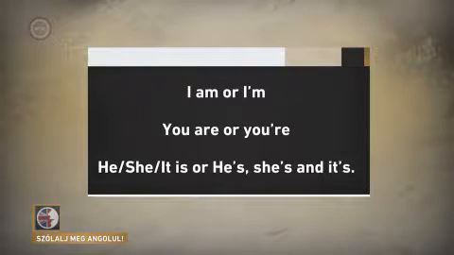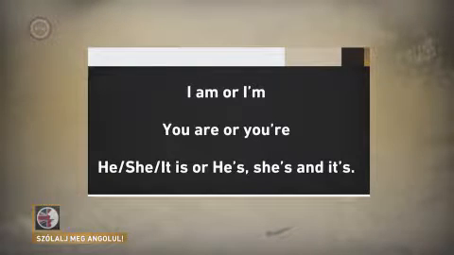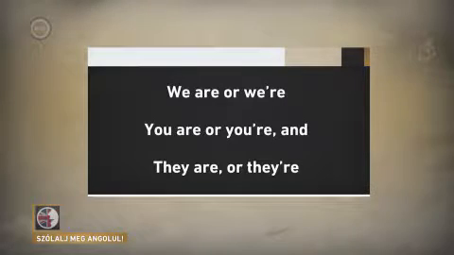So, now we know the singular, full and short versions of the verb to be. I am or I'm. You are or you're. He, she, it is or he's, she's and it's. And we also know the plural full and short versions of the verb to be. We are or we're. You are or you're. And they are or they're.